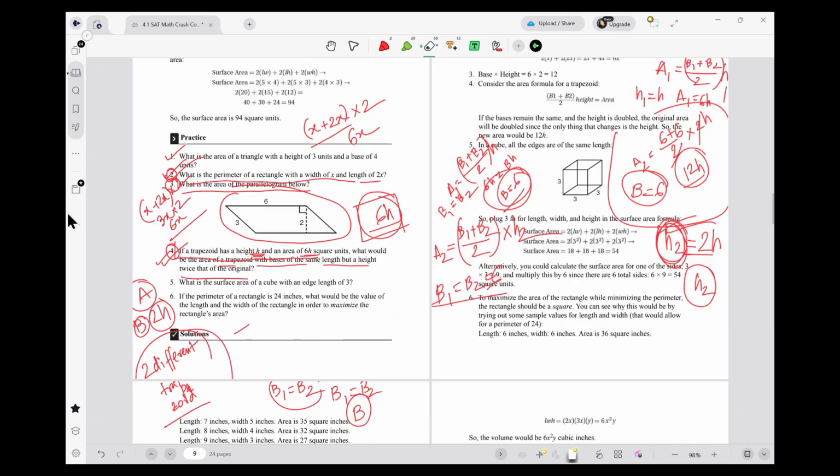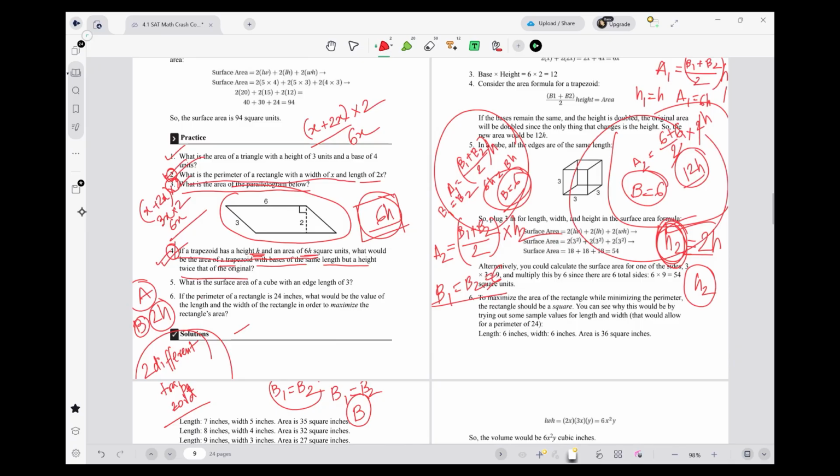If the perimeter of a rectangle is 24 inches, what would be the value of the length and the width of the rectangle in order to maximize the rectangle's area? You can just use some symbols, some variables, because using variables makes the equations look simpler, and you can plug in the values. In this problem I've just created two different equations. This is equation number 1 and this is equation number 2.